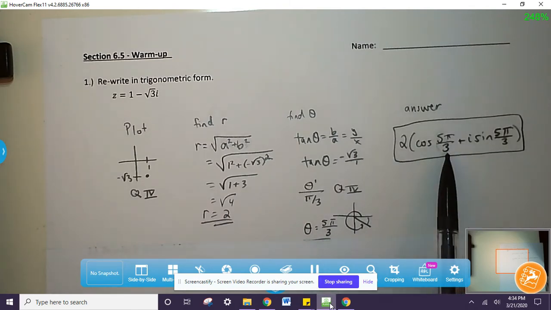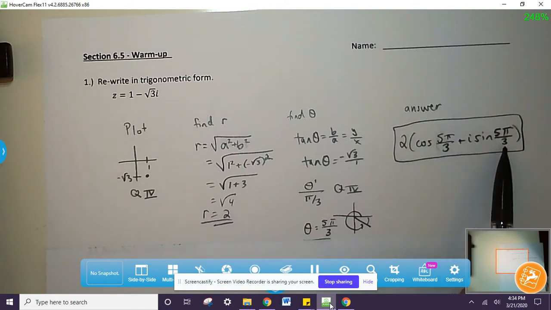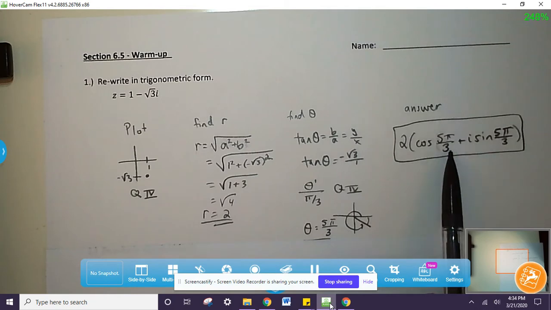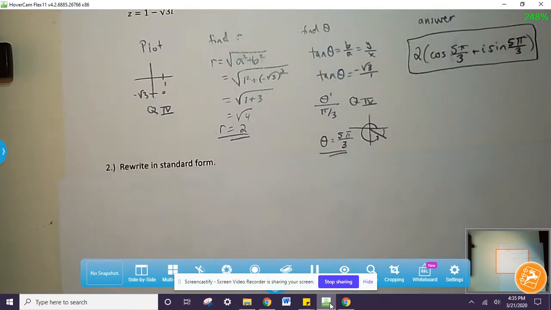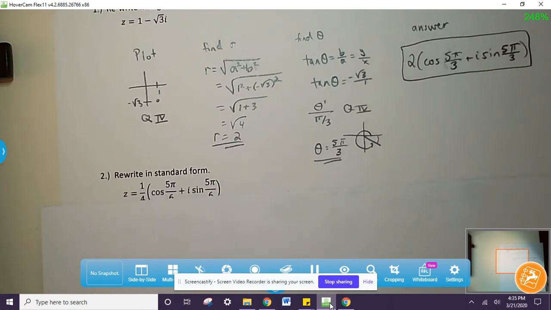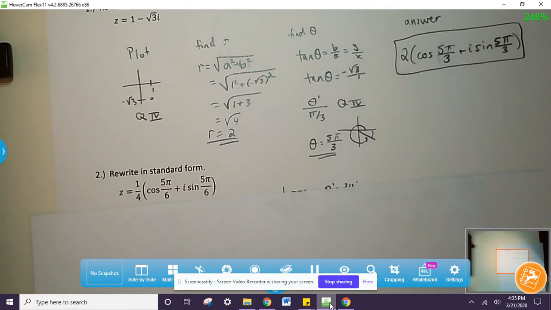You can use anything that's coterminal. So you could have negative pi over 3 in both of these locations, or you could also have 300 degrees in both of those locations. Let's go ahead and try a second warm-up example. Your second warm-up example is to rewrite that in standard form.